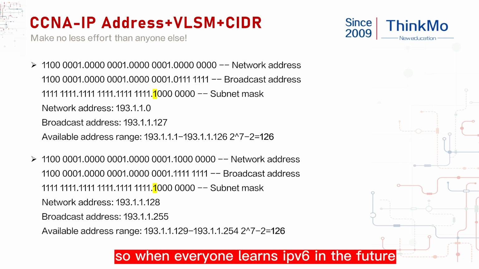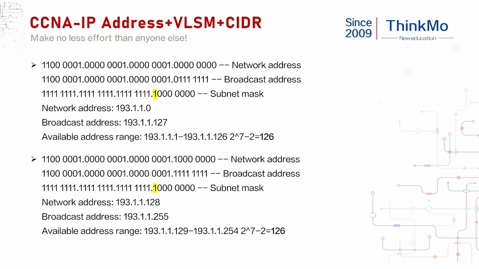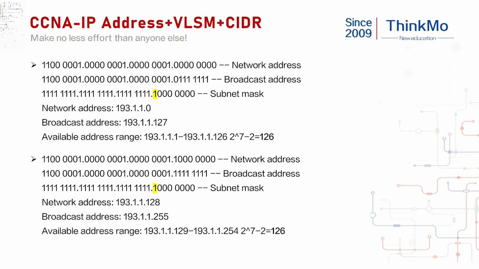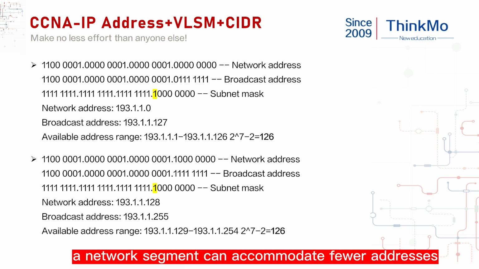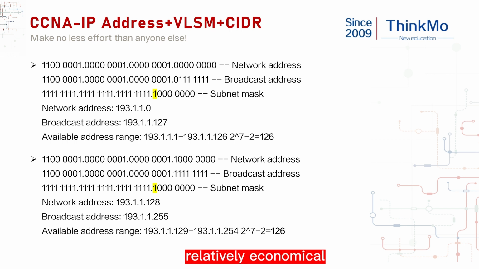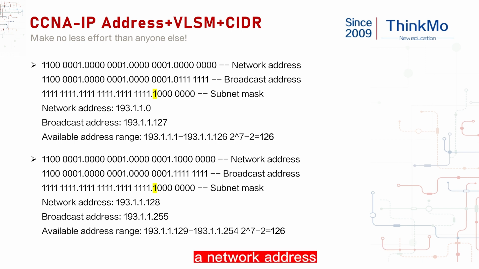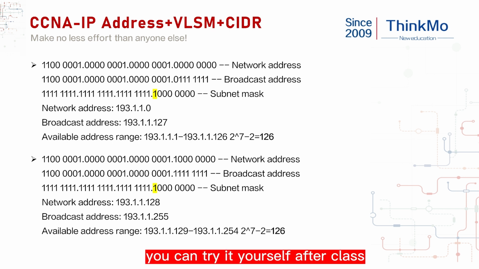So, when everyone learns IPv6 in the future, you will know IPv4 can save addresses. Because we divided the network segment into smaller ones, a network segment can accommodate fewer addresses. Relatively economical. But every time the subnet is divided, 2 addresses are wasted in each subnet: a network address and a broadcast address. So saving or not saving? Actually it's relative. If you are interested, you can try it yourself after class.